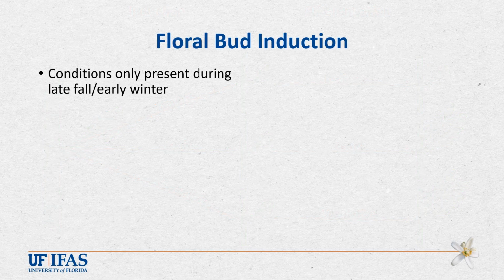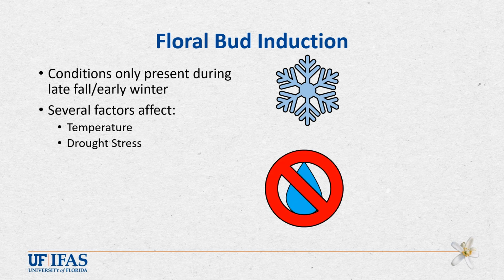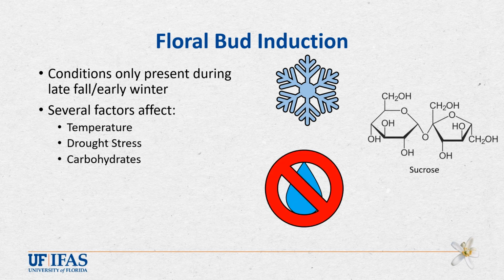Conditions for floral bud induction are usually only present during the late fall and early winter, which is why the following spring flush is usually the only one to produce a significant number of flowers. Several factors affect the length of the induction period, the type of flush, and flowering intensity. This includes daily temperatures throughout the late fall and early winter, the length and severity of any water deficits, the carbohydrate balance, and the presence of hormones. We will discuss each of these in turn.